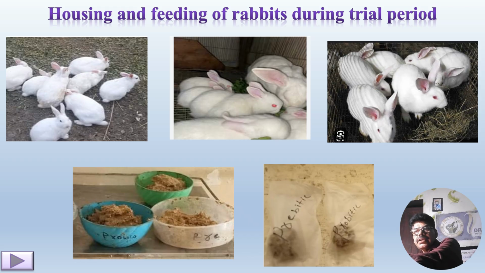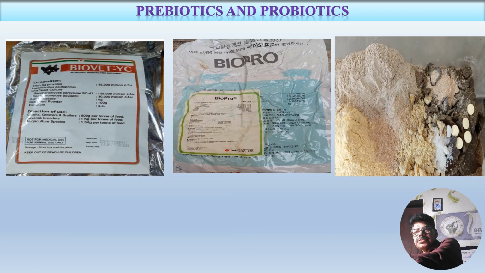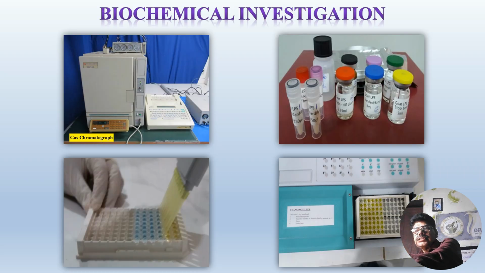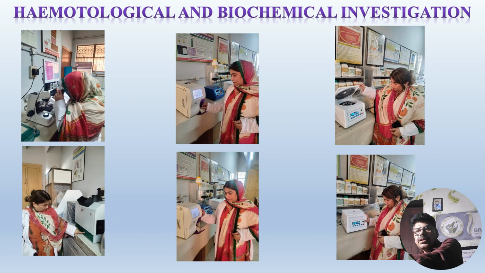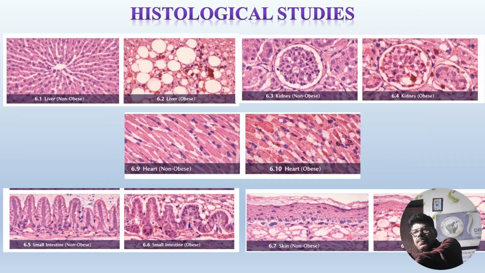So for housing and feed, the rabbits during the trial were kept in groups, and they were fed the control diet, prebiotic diet, and probiotic diet. This is a bio weight and a bio pro. These were the ingredients used as a supplement in the basal diet to see the biochemical investigation, and the liver and kidney tissue collection and histomorphological evaluation also took place. This was all carried out in the laboratory of the Department of Physiology and Biochemistry.